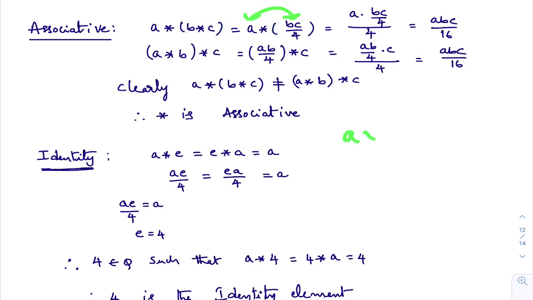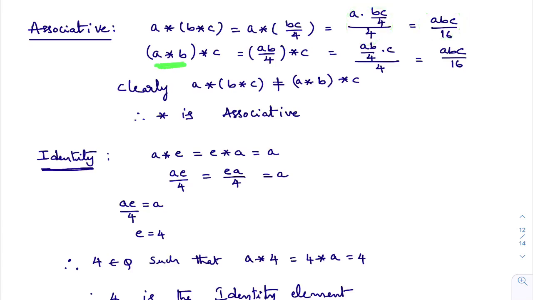Here students will get confused and make a mistake. A star b is given as ab by 4 in the question. That means a star b is the first element into the second element divided by 4. Here the star operation between these two numbers means first element into second element divided by 4. So if I simplify this, what will I get? I'll get abc by 16.